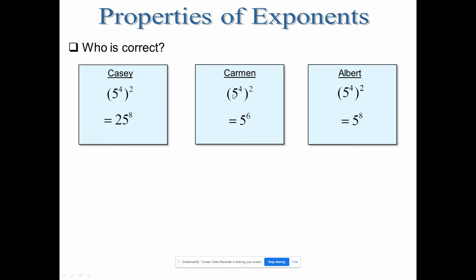Carmen, well, let's see. Carmen, hey, look, she kept the base. Perfect. But look here at the exponents. She used the rule for the product rule where you add the exponents, but you don't add the exponents. You're supposed to multiply the exponents. This is different. So think about it. You have four fives, and then you have it twice. So 4 5s and then another 4 5s means I have 8 5s, not 6. So remember, you keep the base and multiply. So Albert did it right.